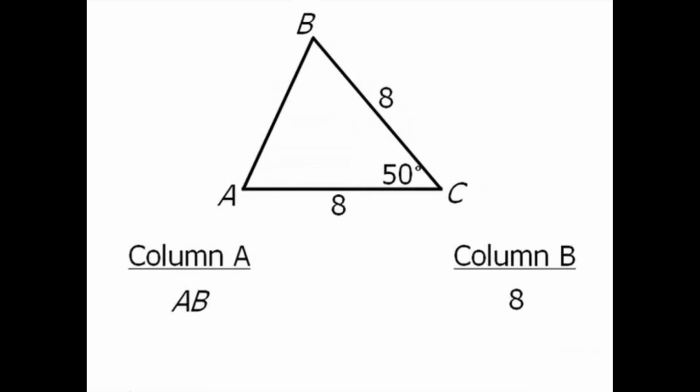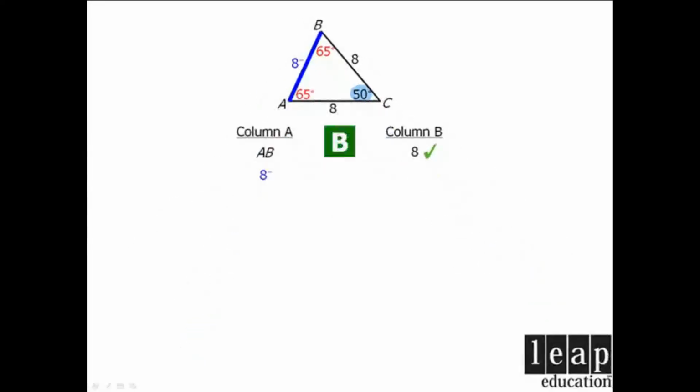All right, to begin, please recognize that since this triangle has 2 sides of equal length, these 2 angles must be equal. Now, since all 3 angles in this triangle must add to be 180 degrees, we can conclude that these 2 angles are 65 degrees each. Now recognize that this angle is the smallest of our 3 angles. So as such, the side opposite that angle must be the shortest length. Now the other 2 sides have length 8, which means side AB must have a length less than 8. So we now know that column A is a number less than 8, in which case column B is greater than column A, and our answer is B.